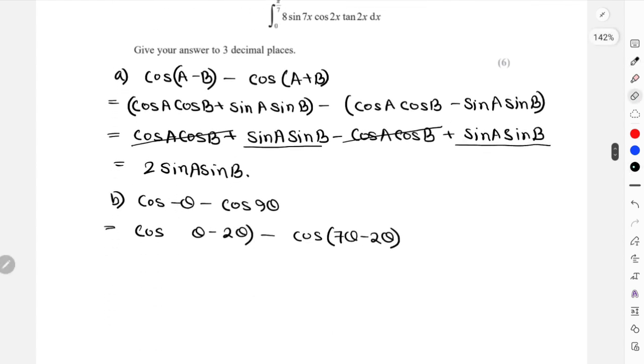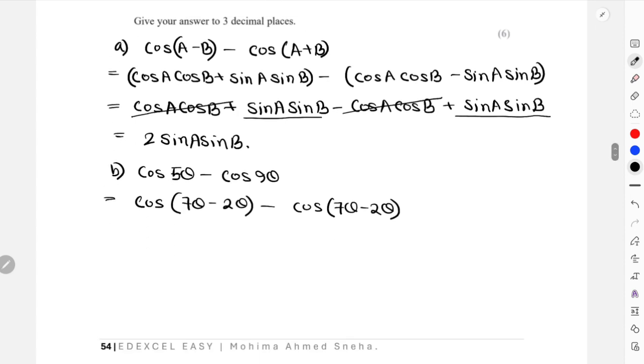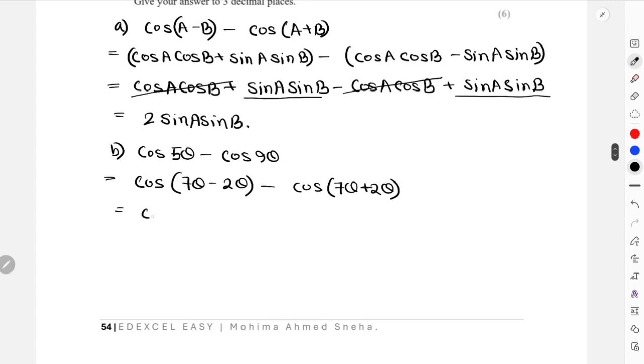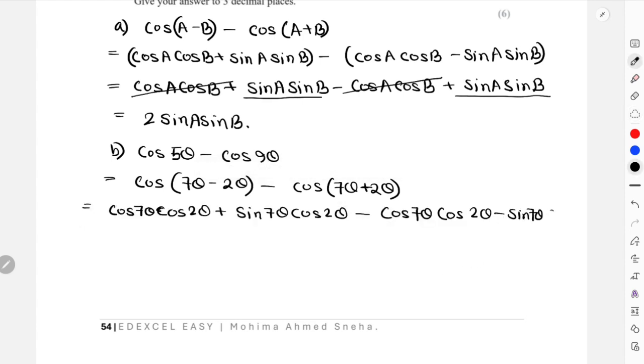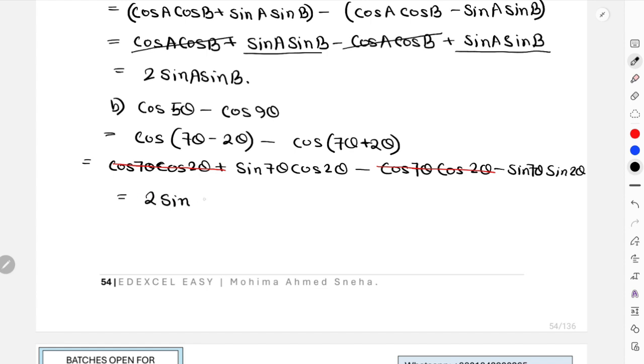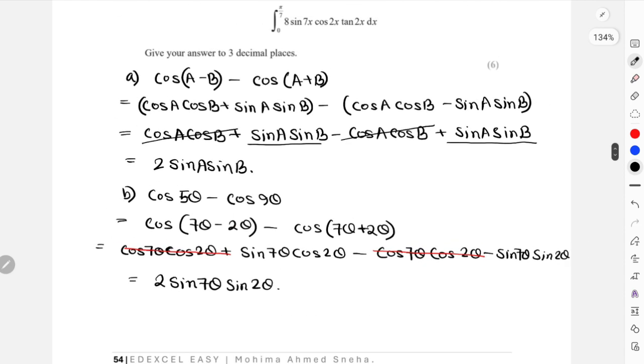So over here it is 7 theta minus 2 theta and 7 theta plus 2 theta. So with a similar concept, you have to use cos 7 theta cos 2 theta. This will be positive sine 7 theta sine 2 theta, and then again cos 7 theta cos 2 theta minus sine 7 theta sine 2 theta. Obviously this entire thing will be cancelled out. We're going to be left with 2 sine 7 theta sine 2 theta. So this is it for your entire working.